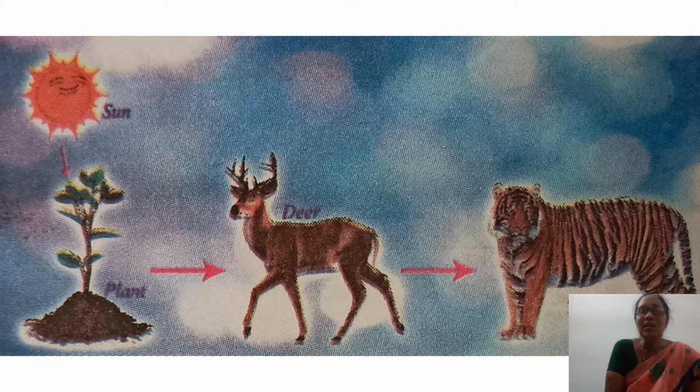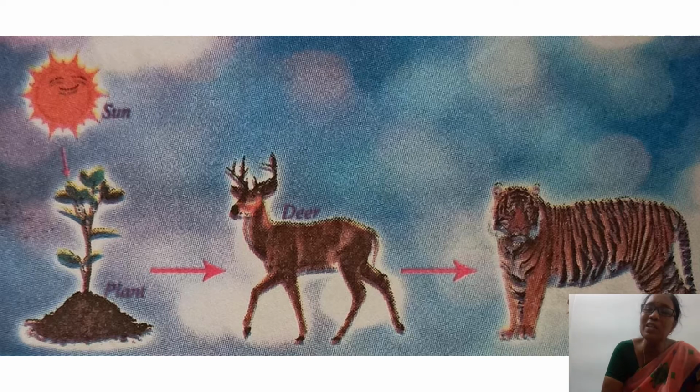Cattle, deer, like that, it eats other animals, horse, etc. Does the tiger eat plants? No, it doesn't. Tiger eats only animals. It consumes animal food only. It doesn't eat plant food. It consumes only animal food.